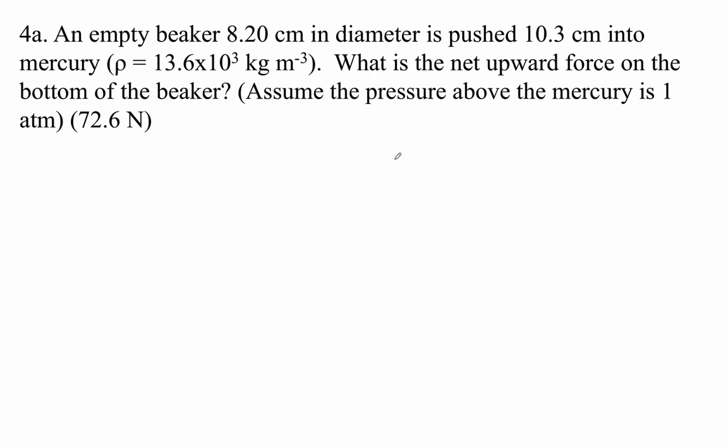An empty beaker, 8.2 centimeters in diameter, is pushed 10.3 centimeters into mercury with that density. What is the net upward force on the bottom of the beaker? Assume the pressure above the mercury is 1 atmosphere. All right, 72.6 newtons. It's the net upward force on the bottom. Okay.